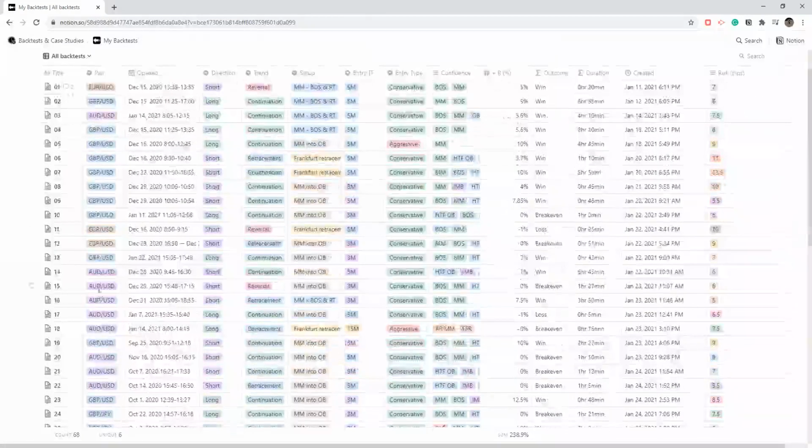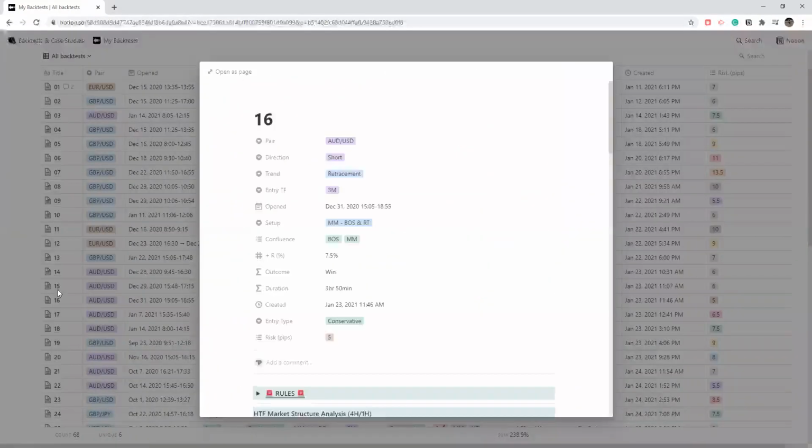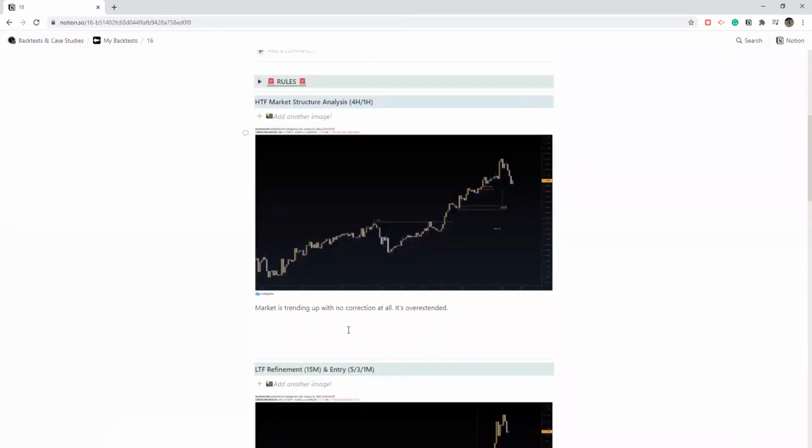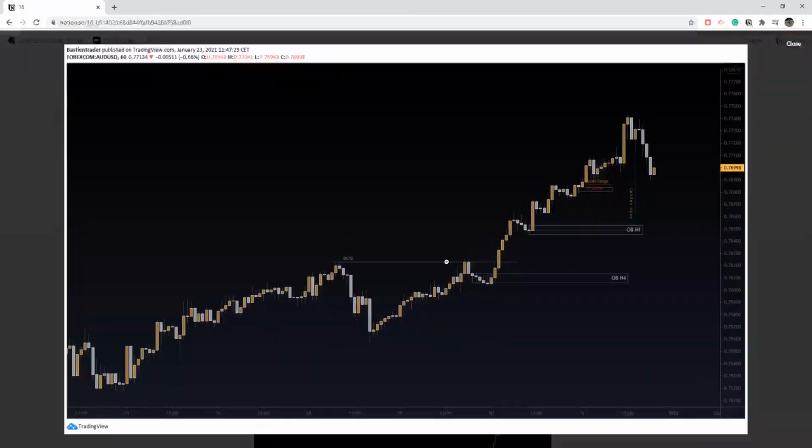I'm sometimes really curious to actually see what happened later. Right, let's see, market is trending up, no correction, and it's overextended. This is the 1H. So push, pullback. Yeah, really trending. We have a strong push to the upside right now. We're kind of showing a little bit of a reversal because it broke that structure.